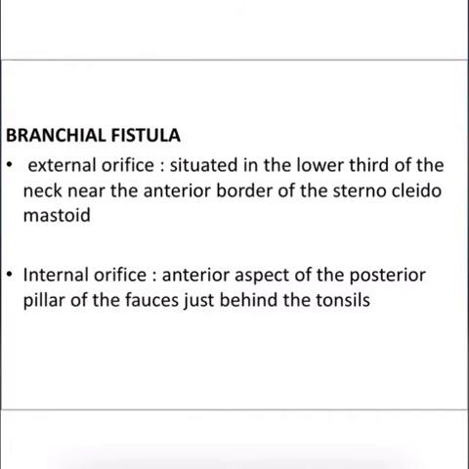Fistula means something which connects two epithelially lined lumens. The external orifice is situated in the lower third of the neck near the anterior border of the sternocleidomastoid, and the internal orifice is on the anterior aspect of the posterior pillar of the pharynx, just behind the tonsil. So a fistula always connects either skin to lumen or lumen to lumen. And a sinus is always a blind sac; it arises from the skin and is a blind sac. This is the sinus and the fistula.